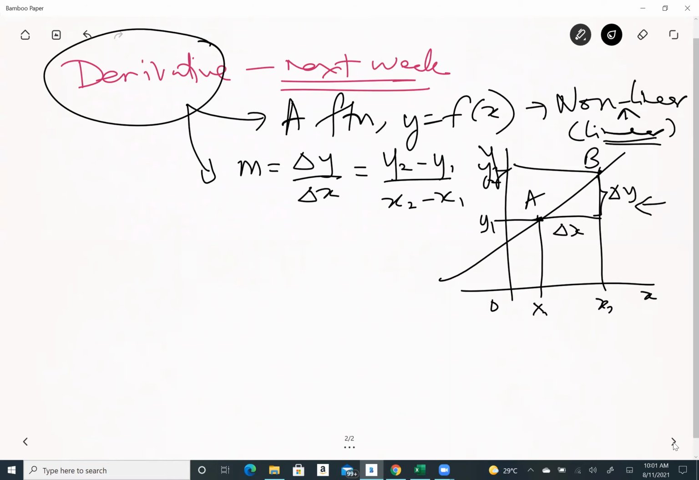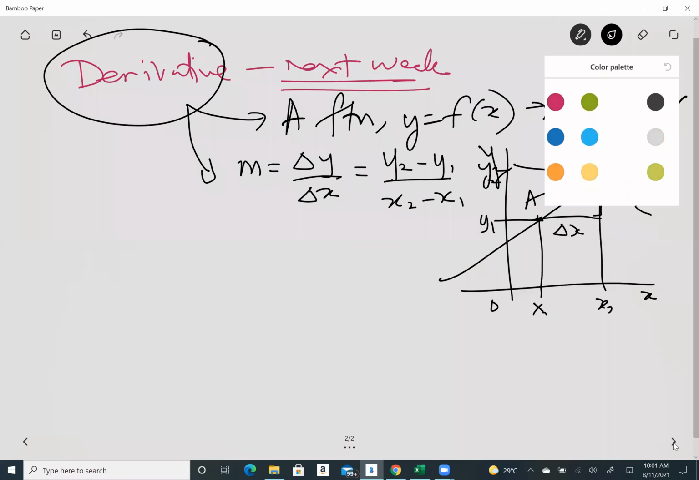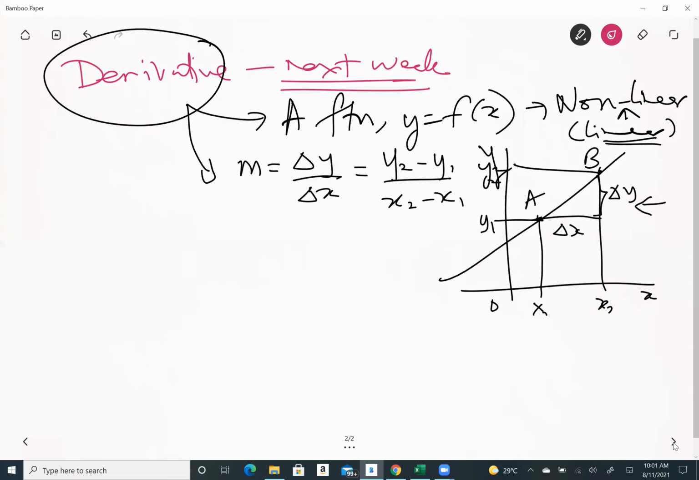Now, when we move to a non-linear function, let's say we have a non-linear function passing through that same point, x1, y1, x2, y2, or A, B. Suppose you have a function looking something like this. So you have y equal to f of x, and that is a non-linear function. You see there in the red color, you have a non-linear line. It's not a straight line.